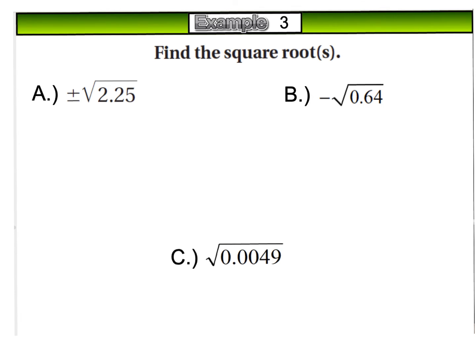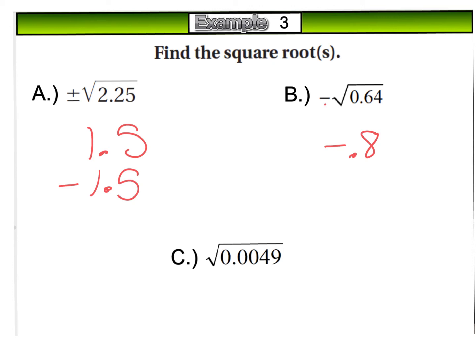Let's do these, and this is where you're going to practice using your calculator so that you've got this. Second, the x squared button, put in 2.25, close the parentheses, and hit enter. We get 1 and 5/10. They want both the positive and the negative, so it's positive 1 and 5/10 and negative 1 and 5/10. Okay, let's do letter B. Hit the second button, the x squared button, put in 0.64, close the parentheses, hit enter. You should get 8/10. They want the negative though, so it's negative 8/10.